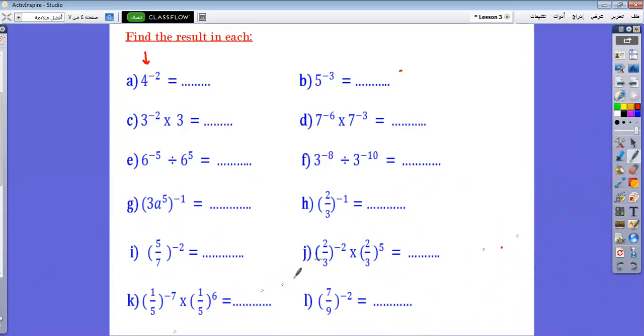Question number L. 7 over 9 all power negative 2. So step number 1, it's a negative power. I want it to be a positive power. So instead of 7 over 9, it will be 9 over 7 all power positive 2, instead of negative 2. Then just distribute the power. So it will be 9 power 2 over 7 power 2. 9 power 2 is 81, over 7 power 2 equals 49. So it will be 81 over 49.